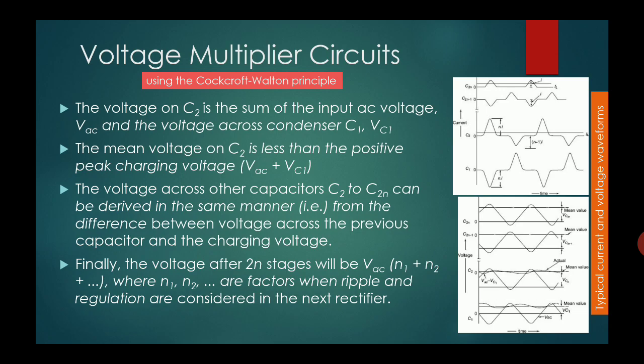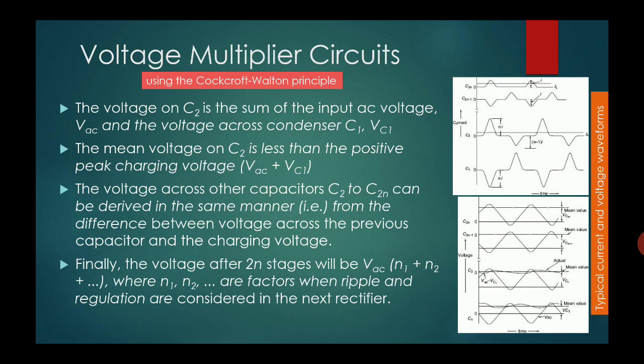Now again we will show the different waveforms of the voltage multiplier circuit. The voltage on C2 is the sum of the input AC voltage VAC and the voltage across C1, that is VC1.